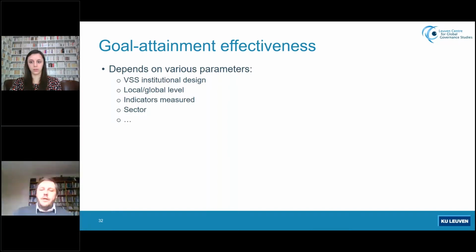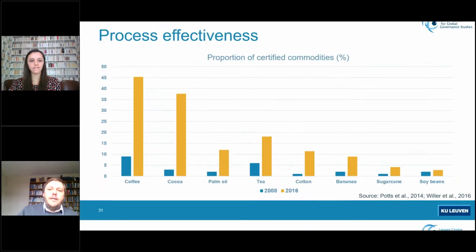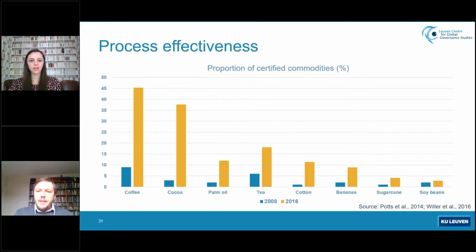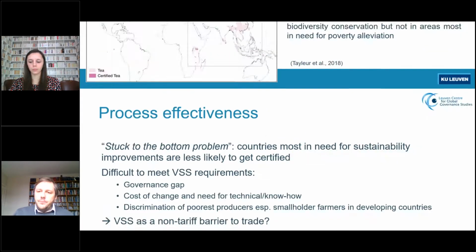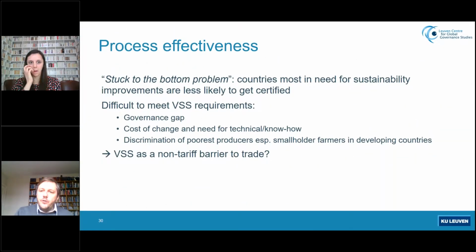Can I come in? Yeah, sure. There's one question by a student on the process effectiveness. The question relates to the stuck at the bottom problem. The student wants to know whether microfinancing institutions, so the institutions who provide microcredit to producers or to individuals, or official development assistance in terms of development cooperation, could help producers obtain VSS and maybe resolve the stuck at the bottom problem.